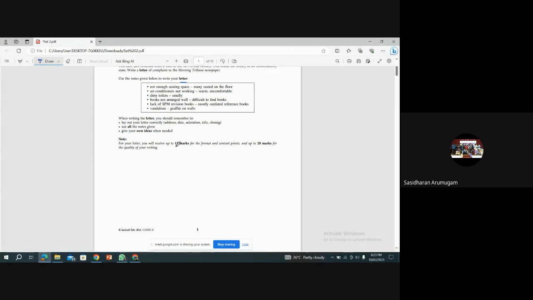And another one is the informal letter. Informal letter is normally written to our friends. Nowadays, we just use WhatsApp or the phone to communicate with them. If you want to speak to them, you just take your phone, make a call, and speak to your friends or whoever.